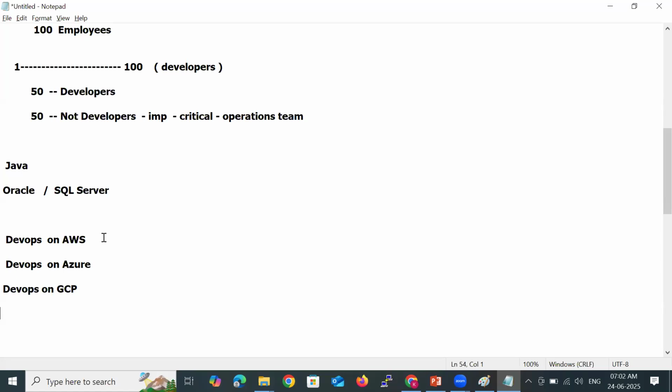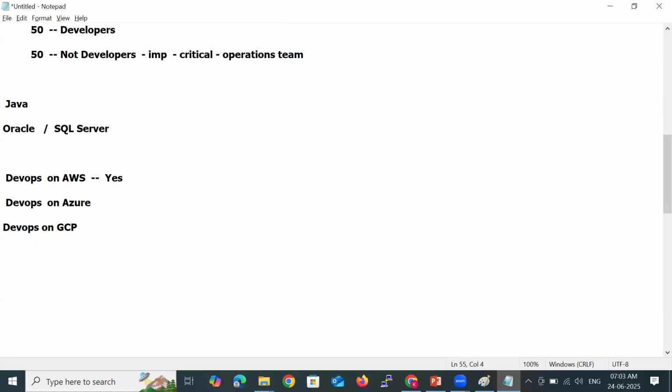But coming to our course, we are learning DevOps on the AWS platform. We are not learning on Azure. We are not learning on Google Cloud. All these tools like Ansible, Kubernetes, everything, we'll be installing on AWS, and then we'll be learning DevOps on this AWS platform.